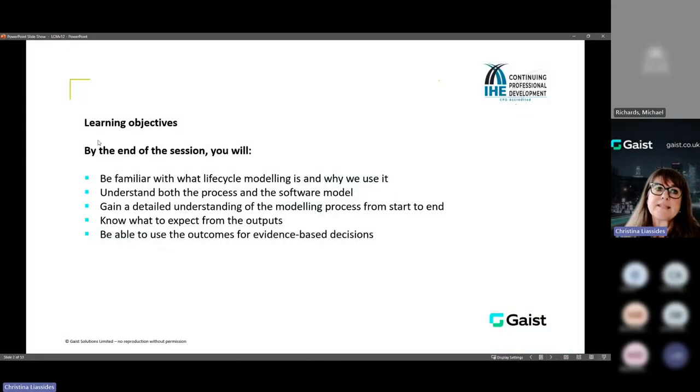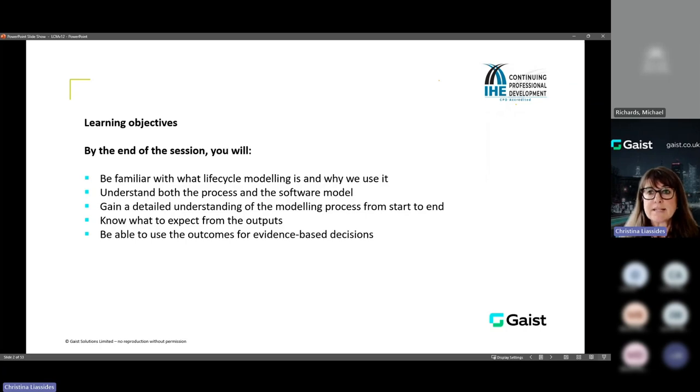So this is a learning session. Some of you may know bits of this already. Some of you may know all of it already, of course, in which case hopefully it'll work as a good refresher. Some of you may not know much about life cycle modelling, but the idea is that this is a learning session and that people can familiarise themselves again with what life cycle modelling is and why we use it.